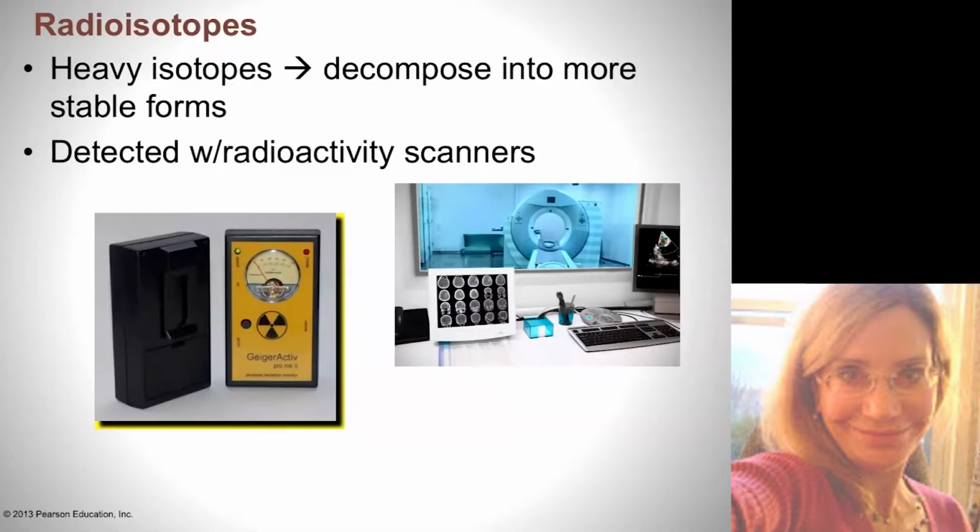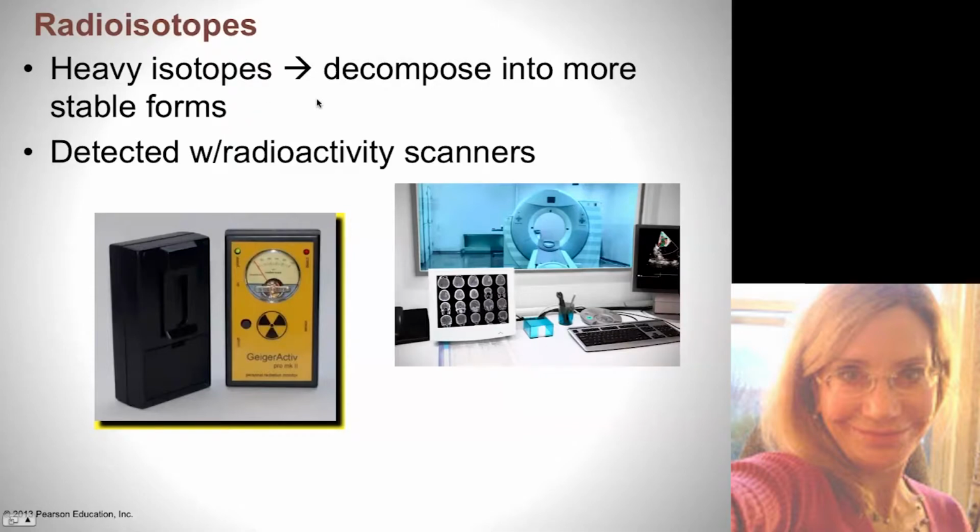Radioisotopes. The reason I like to talk about isotopes in anatomy and physiology is because these are very important in medicine. Heavy isotopes, heavy pretty much relating to the fact that there's extra neutrons in it, these particles will actually decompose. They break apart, and so that isotope will turn into the more stable form.